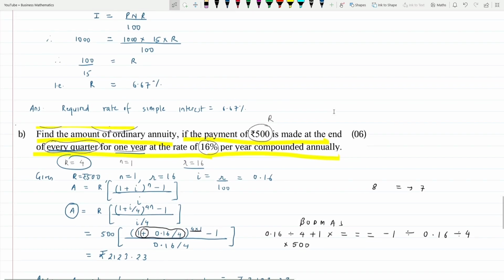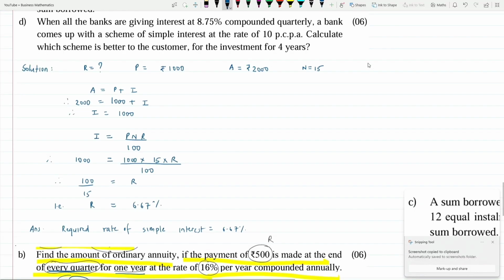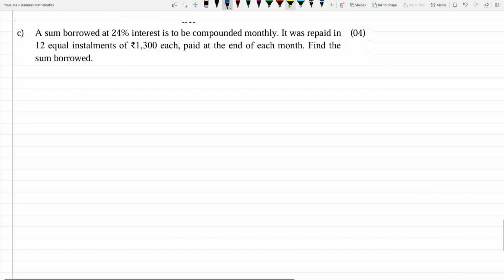Let's move on to question C. Here we have a sum borrowed at 24% interest, to be compounded monthly. It was repaid in 12 equal installments of 1300 rupees each, paid at the end of each month. Find the sum borrowed. You will see that it is an EMI problem, and this topic comes up from the same section of ordinary annuities.